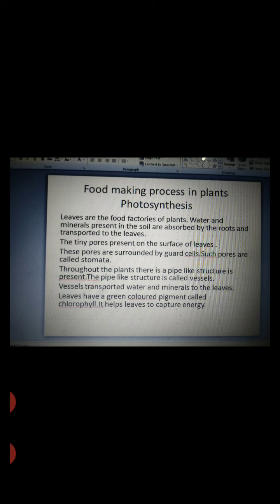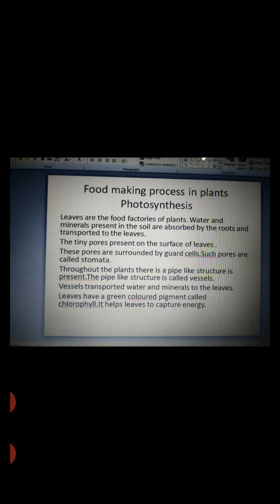On the surface of leaves, there are small pores present. These small pores are called stomata. These small pores are surrounded by guard cells. Then vessels are present in the leaves. It is a very important part of the plants.